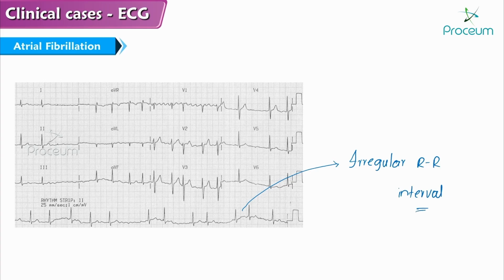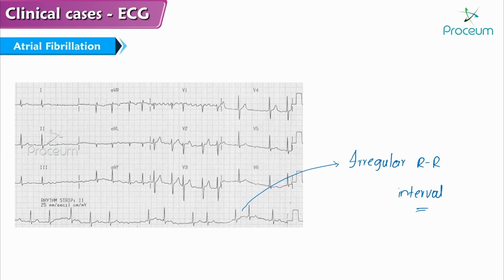Right, there is an irregular RR interval. Because of this irregular RR interval, what do we need to assume? The heart rate is an irregular rhythm. The rhythm is not regular, it is irregular. That is one important point in atrial fibrillation.